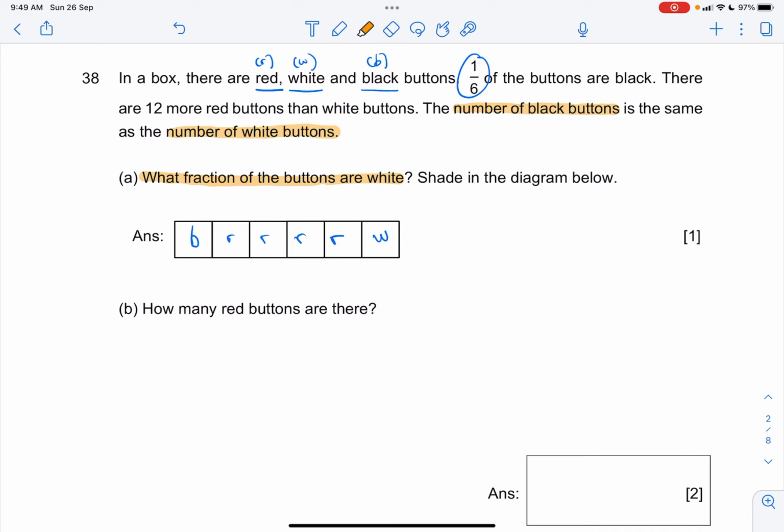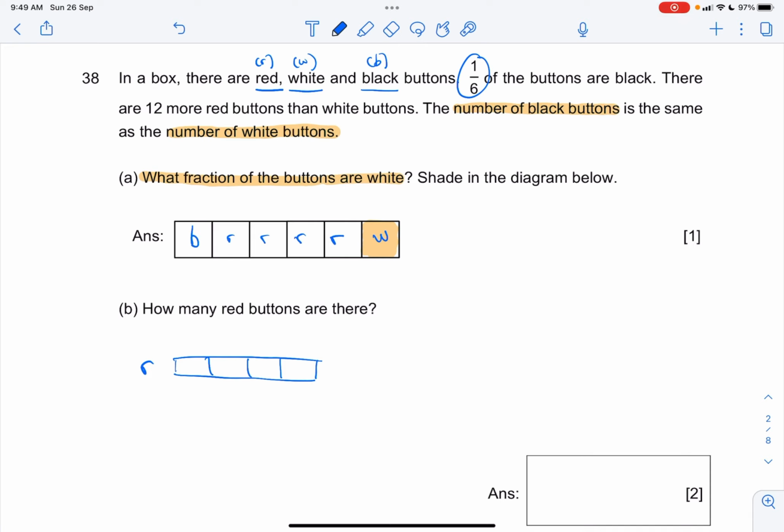So shade the diagram. So using a pencil, you can shade 1 square, any 1 square. Okay, and remember, shading should always be done with pencil. So now we come to B. How many red buttons are there? So we know that for red, we have 4 units. 1, 2, 3, and 4.